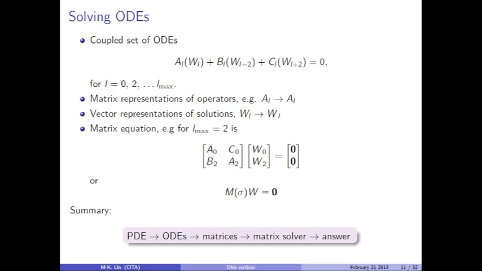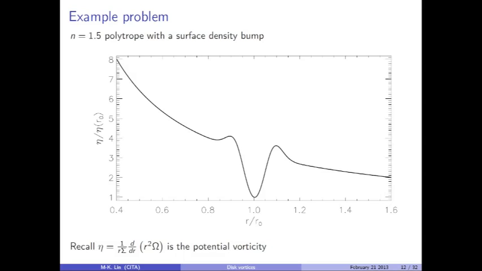So I want to have a look at some results now. This is actually a polytropic disk with a surface density bump, but what I plotted here is the potential vorticity, and the potential vorticity is inversely proportional to the surface density, so a density bump corresponds to a PV dip here. I'm going to look for solutions or modes which are radially localized in this dip here. What that means is boundary conditions near the inner disk edge and the outer disk edge do not play a significant role. So all the action is happening at the bump or dip in potential vorticity here.